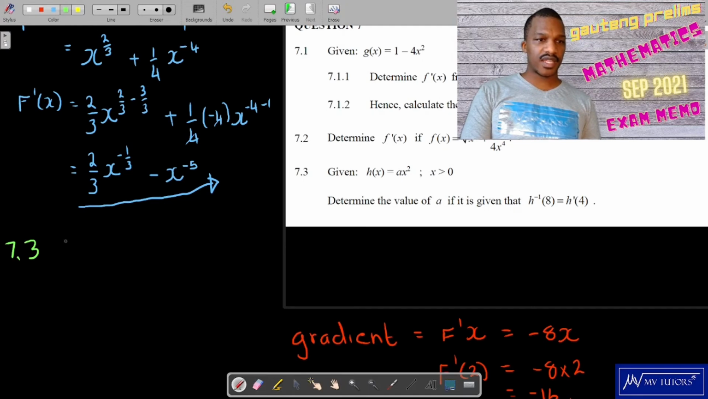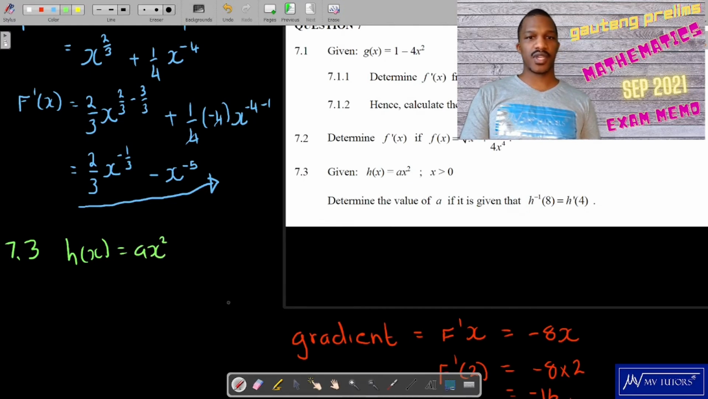Now they're saying h of x is equal to ax squared, right? Okay, and then they further tell us that the first one that we have to deal with is the inverse. So if you have an inverse, it's y is equal to ax squared, and then the inverse of this. Okay, so this is h of x.